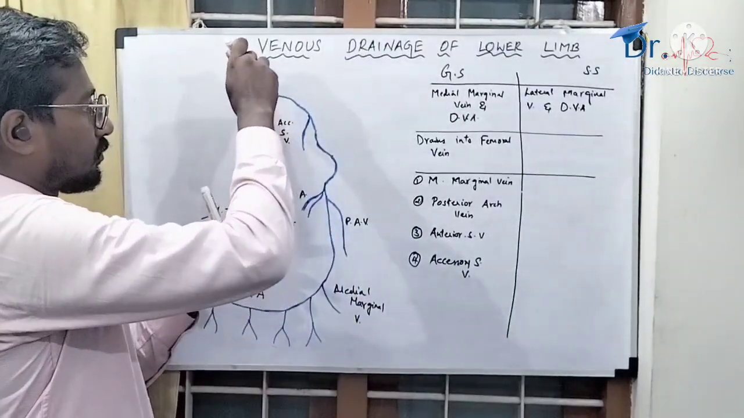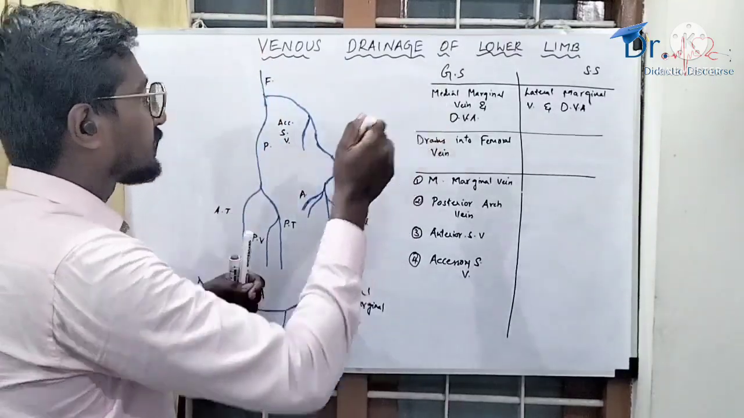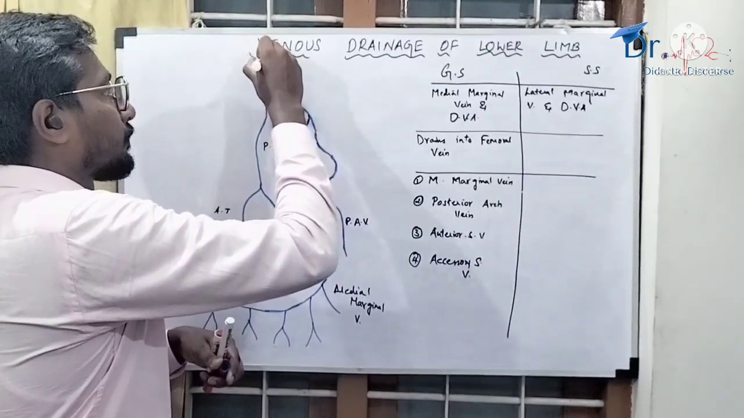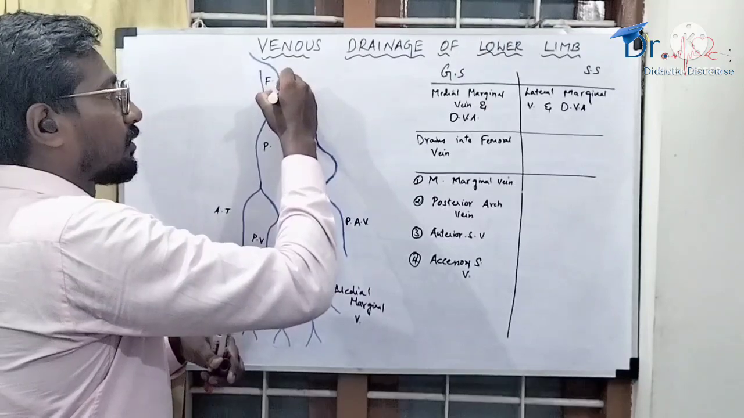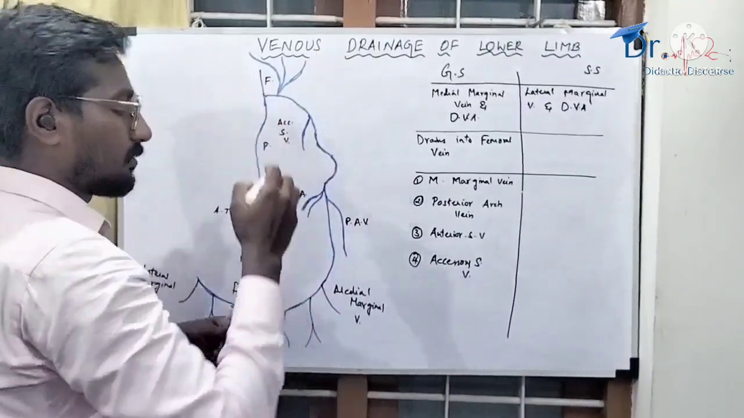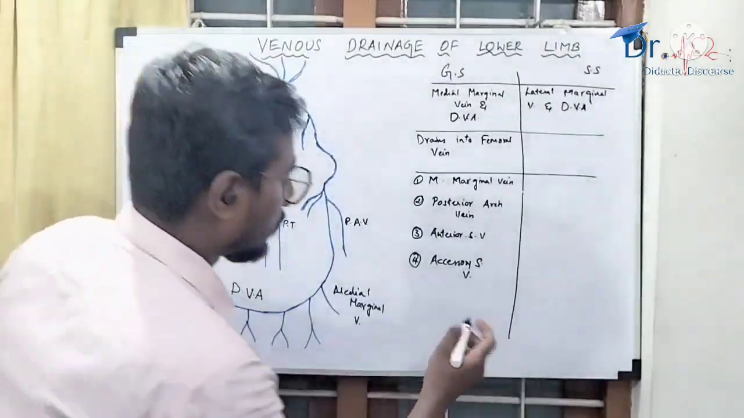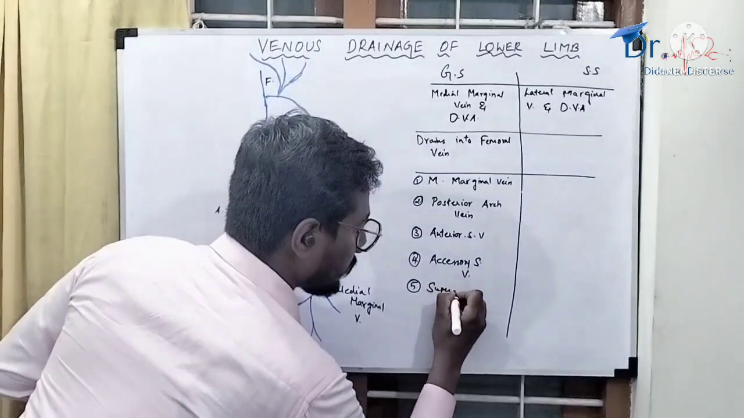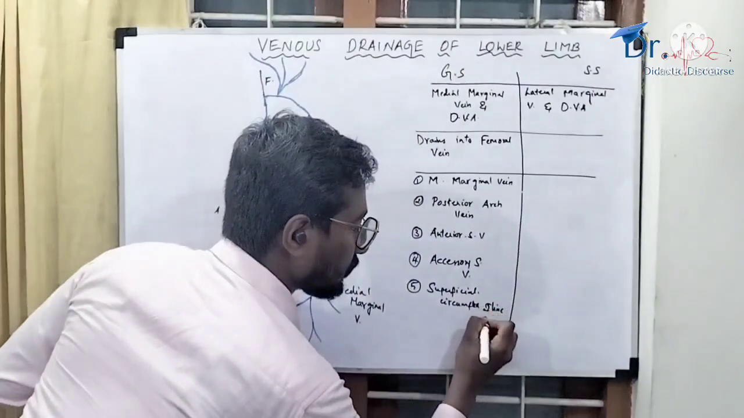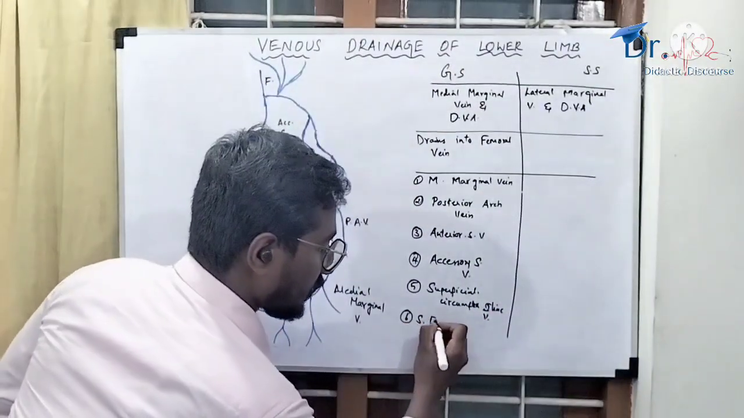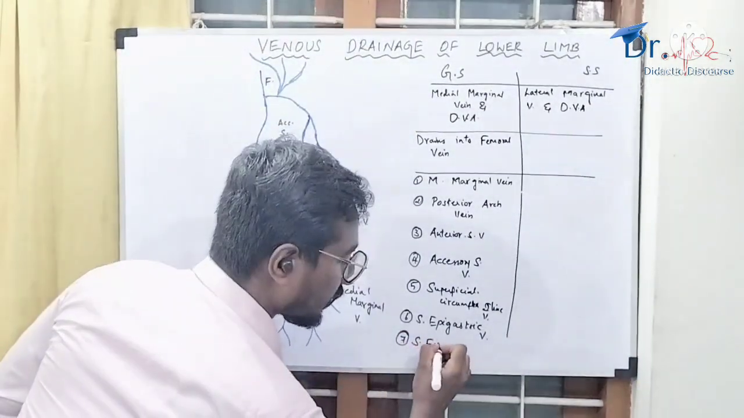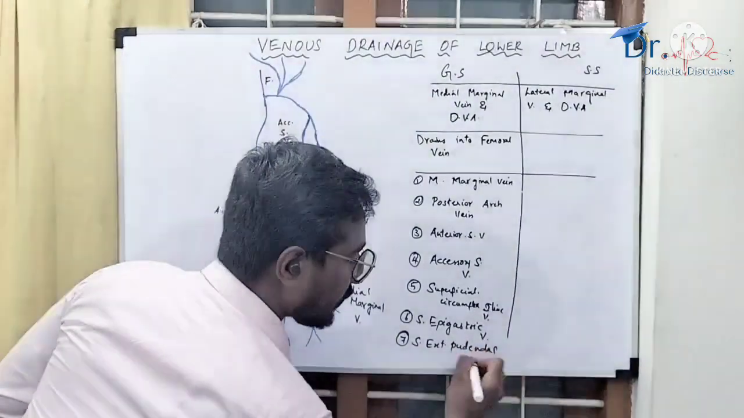And also, when it drains to the femoral vein, the great saphenous vein gives out 3 branches just before it drains into the femoral vein. These are the superficial circumflex iliac vein, the superficial epigastric vein, and the superficial external pudendal vein. These are the branches of the great saphenous vein.